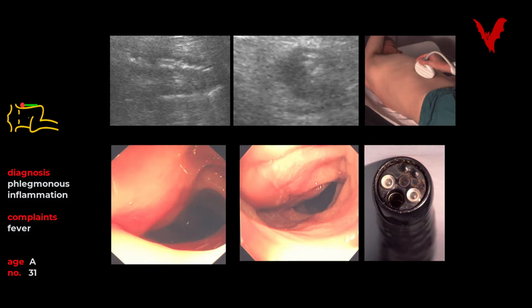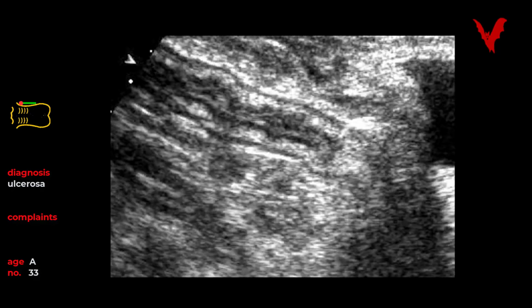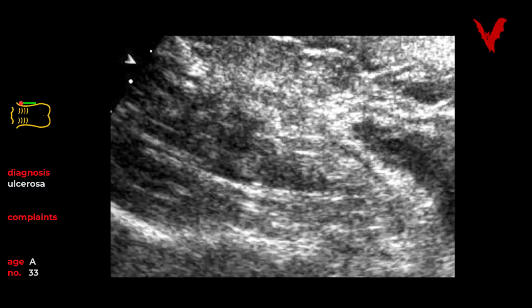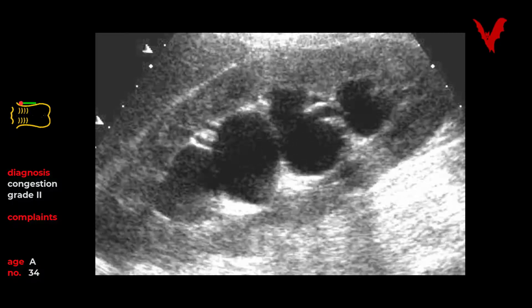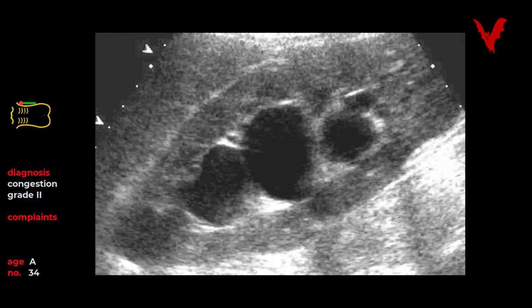Aphlegmonous diverticulitis seen by echoscopia and endoscopia. Colitis ulcerosa, which ended in this young individual in a total colectomy. Urinary congestion grade 2, out of 3 grades.